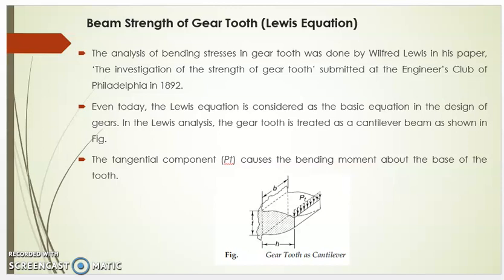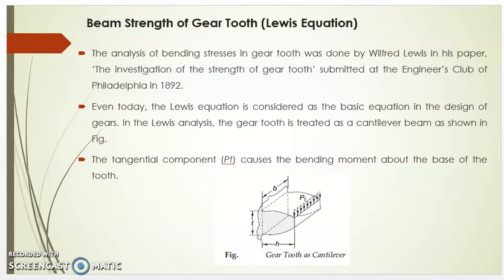Welcome, welcome. Today we will see the next part of the spur gear, that is beam strength of gear tooth and effective force. Therefore, first of all we will see beam strength of gear tooth, that is the Lewis equation.